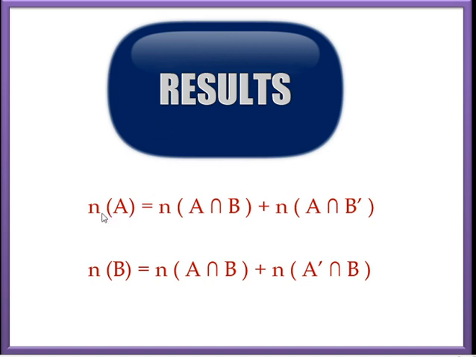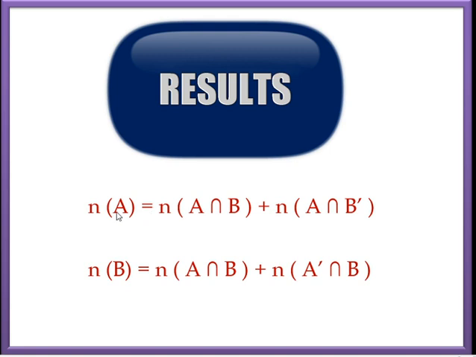Now this is interesting. What is n of A? See, set A consists of two parts. The elements which are in common, that is elements of A which are in B also. So n of A intersection B plus elements which are in A but not B. Do you agree with me?